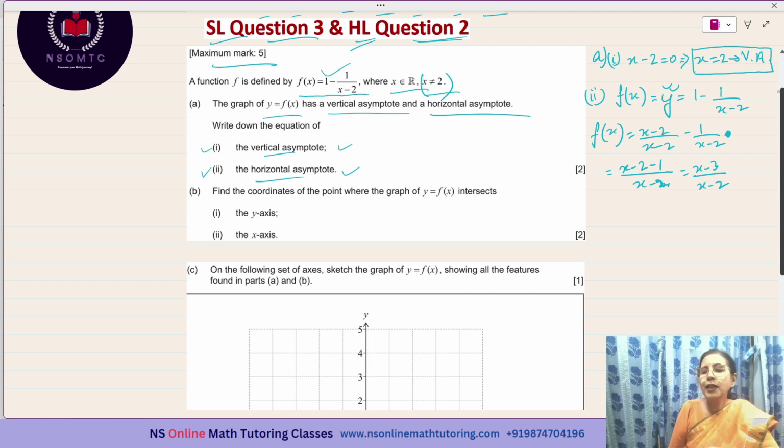Now we see the highest power of x in the numerator is 1 and the highest power of x in the denominator is 1. When the highest power of x is the same in both, you write the equation of the horizontal asymptote by taking the coefficient of the term containing the highest power of x from the numerator, which is 1 in our case, and dividing it by the coefficient of the term containing the highest power of x in the denominator, which is also 1. So this is y equals 1. This is the horizontal asymptote.